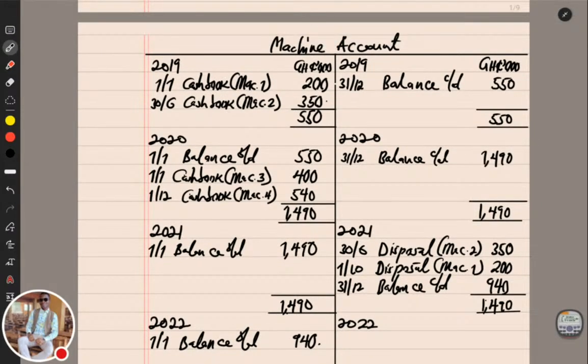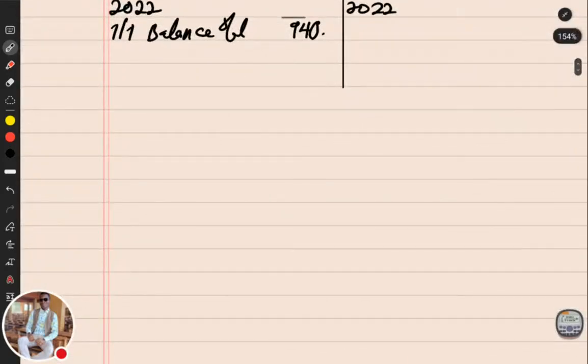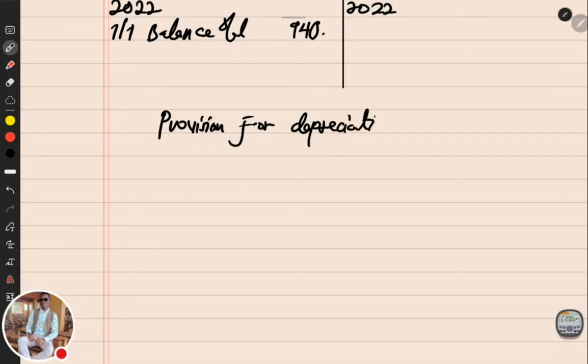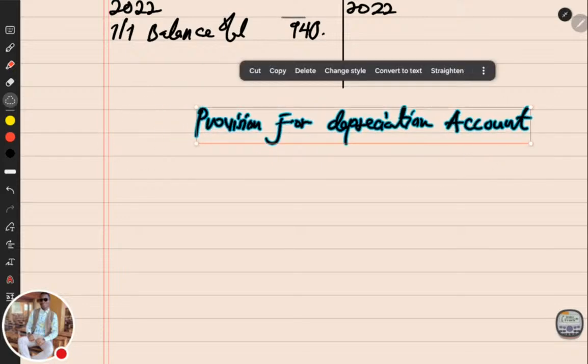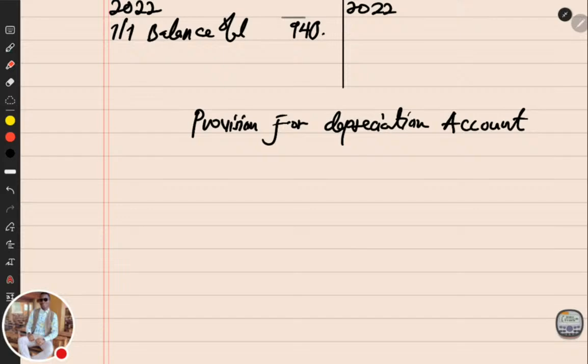So once we are through, then we move on to what? The provision for depreciation of the machine. So provision for depreciation account. So here, all I want to do is to record what the depreciation values that go into our profit or loss as an expense. Remember, depreciation is a non-cash expense item. It's a non-cash expense item.